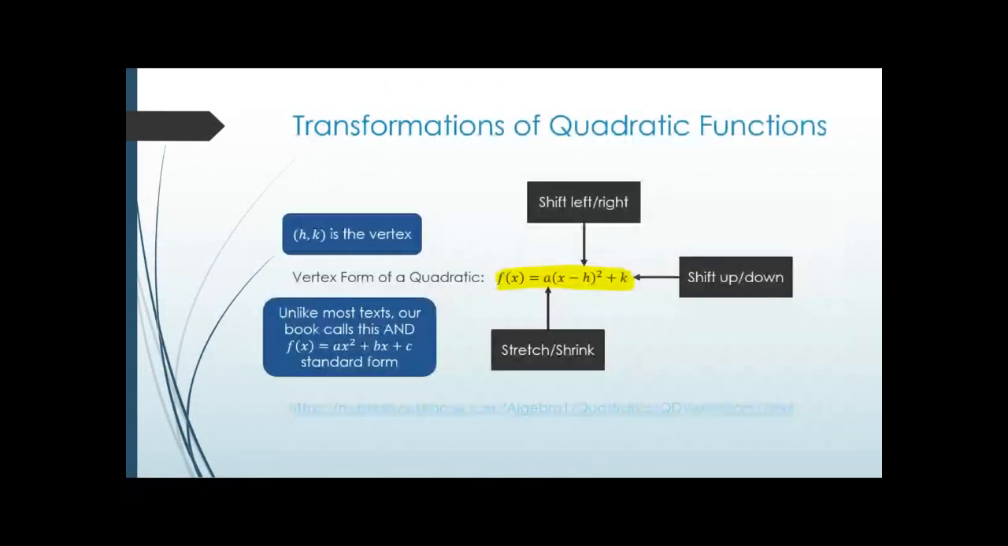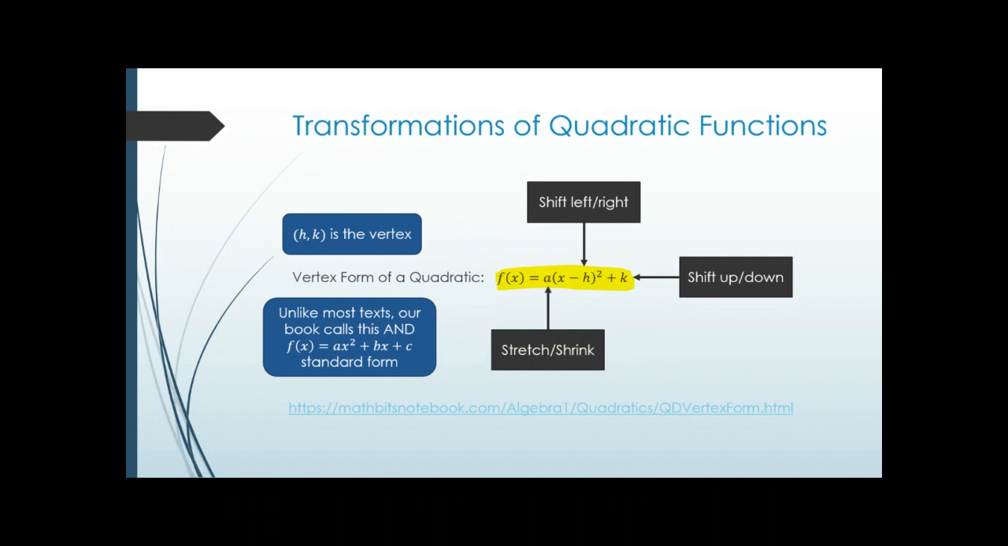Going back to the transformations, when something is in vertex form, that's when we talk about the transformations. The value a tells you whether it's stretching or shrinking. It also tells you whether it's opening up or down, which, if it's negative, is a reflection. That's one of the transformations.